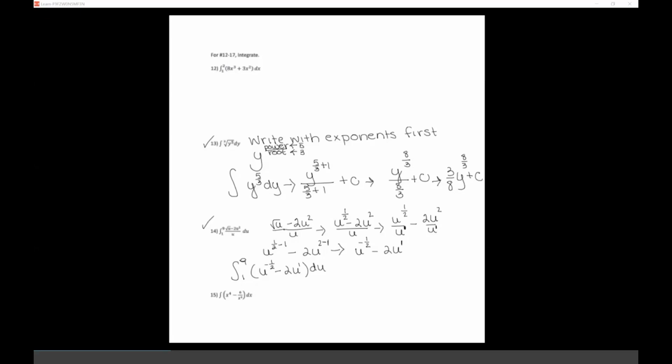Now I'm in a situation where I can use the power rule twice, once on each term. First I'm going to do the antiderivative. I'm going to add 1 to the exponent, plus 1, and put that over the new exponent. This becomes 2u to the 1 plus 1 over 1 plus 1. Then I'm going to evaluate that from 1 to 9. The rest of it is just algebra.